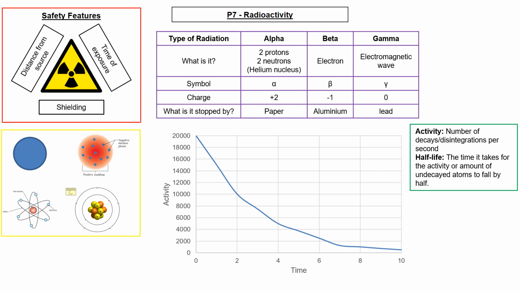Time could be in seconds, minutes, hours, whatever. The units are unimportant in this one. You might be given a graph that looks a little bit like this. Now, you will have to try to calculate the half-life using this graph.